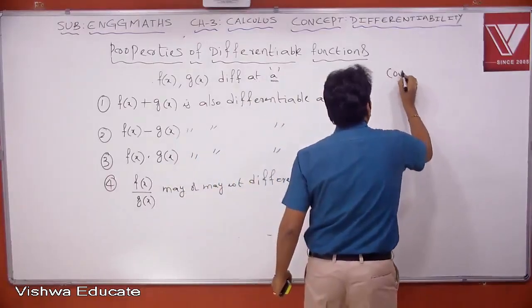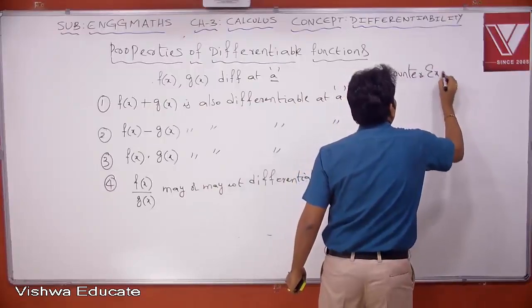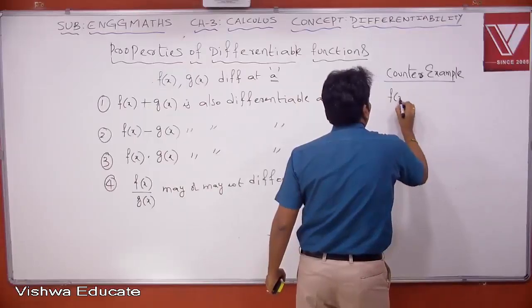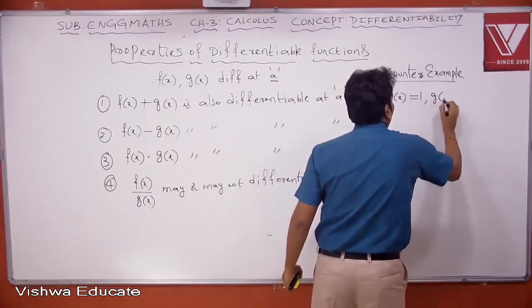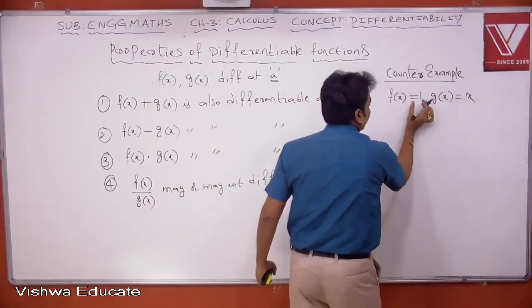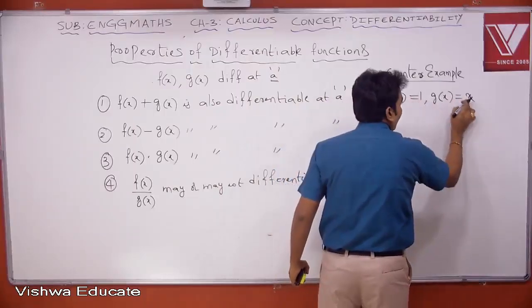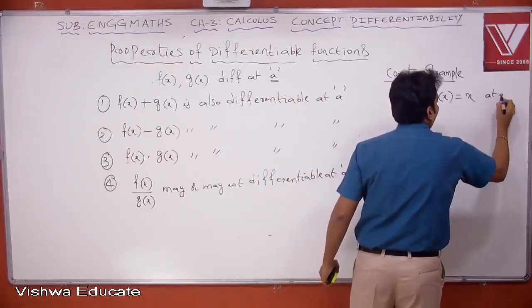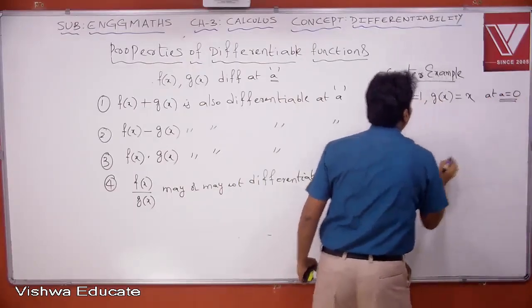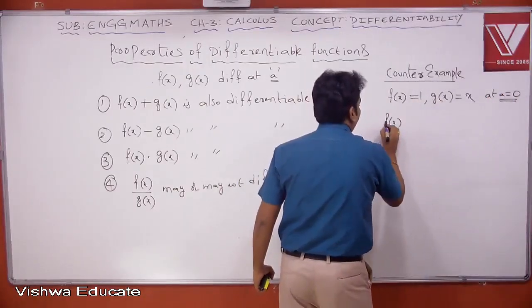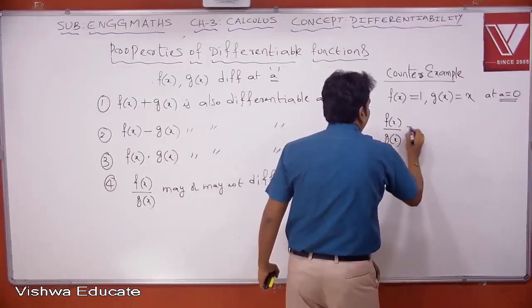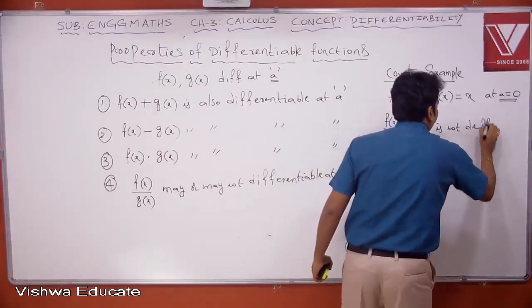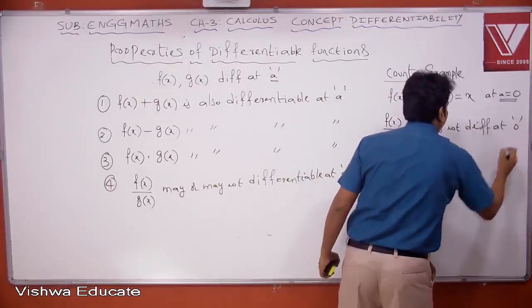The counter example is f of x equal to 1, g of x equal to x. Now this is a constant expression, this is a polynomial expression. Both are differentiable at all points. In particular, they are differentiable at a equal to 0. Now when you look at its ratio, f of x by g of x, this is 1 by x. This is not differentiable at 0.